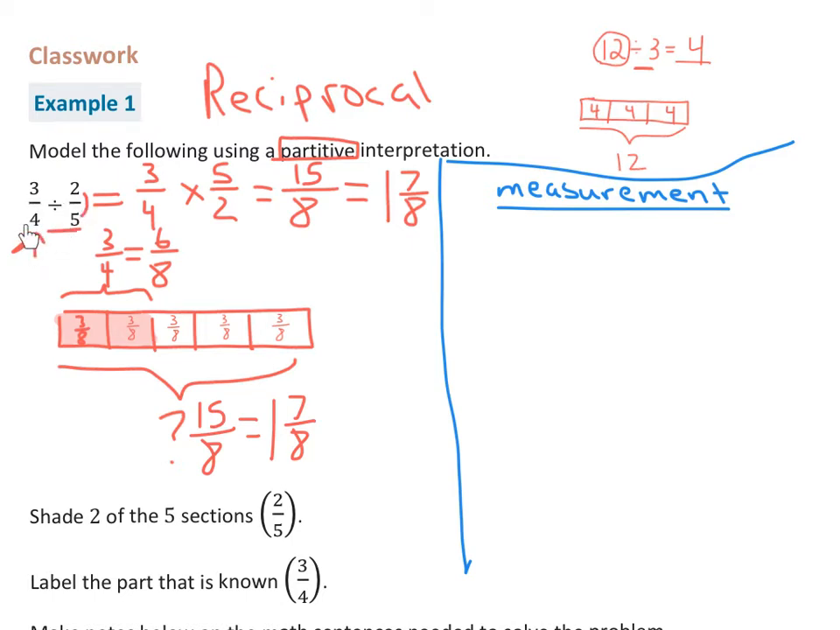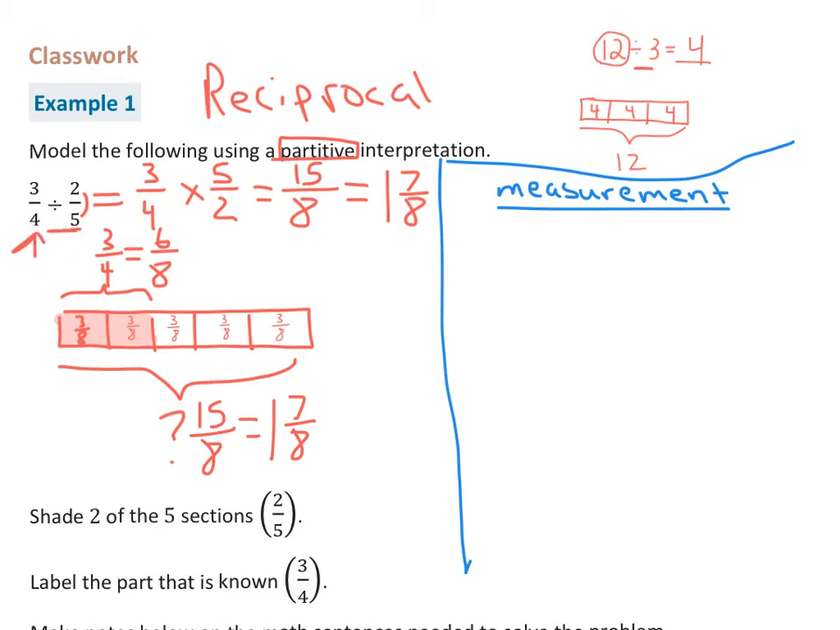Because, with different piece sizes in 4ths and 5ths, it makes it hard. So my first instinct is to make them all equal size pieces and then compare by how many of them. Which, of course, if I do that, 3/4 and 2/5, both of those can become 20ths. Right? So 4 times 5 is 20 and 5 times 4 is 20.